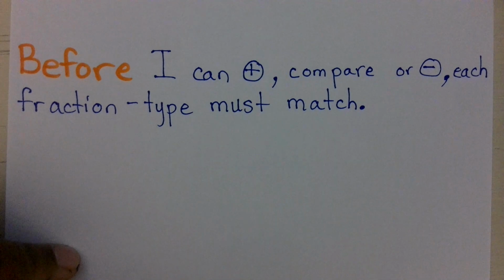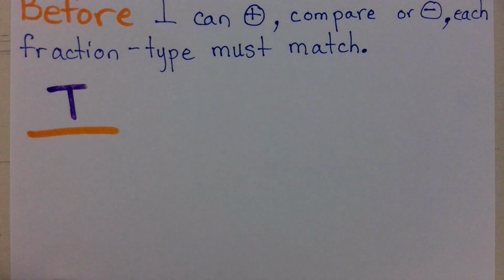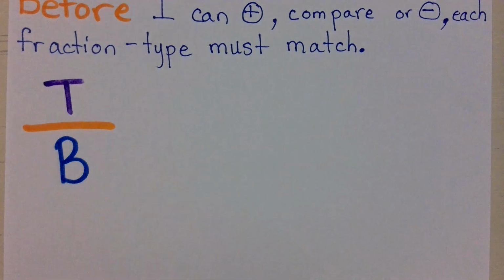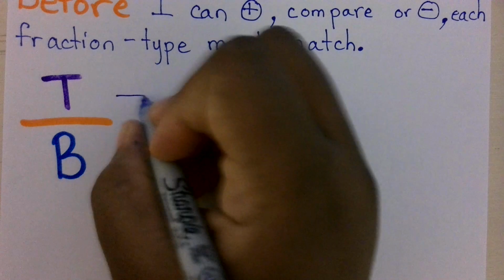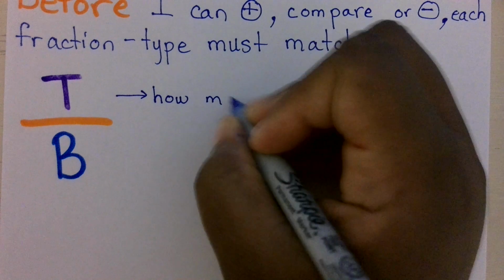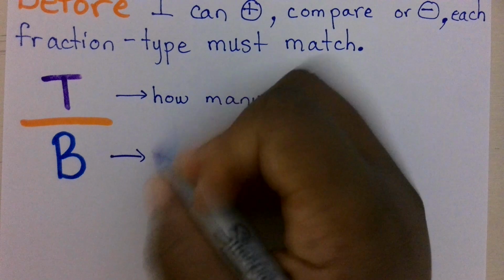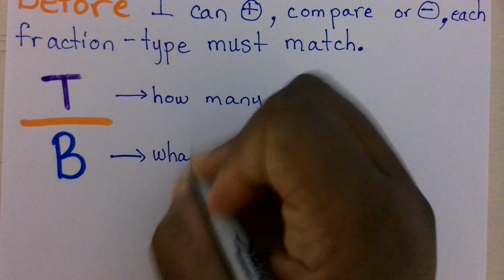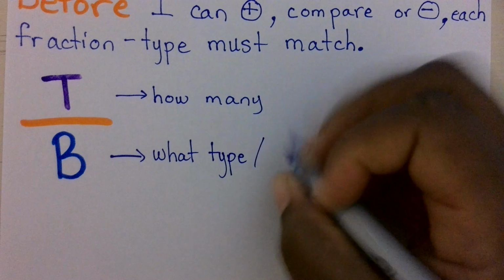There are three parts of a fraction. I have the top number, the fraction bar, and the bottom number. Now, the top number tells how many, and the bottom number tells me what type or what kind of fraction.